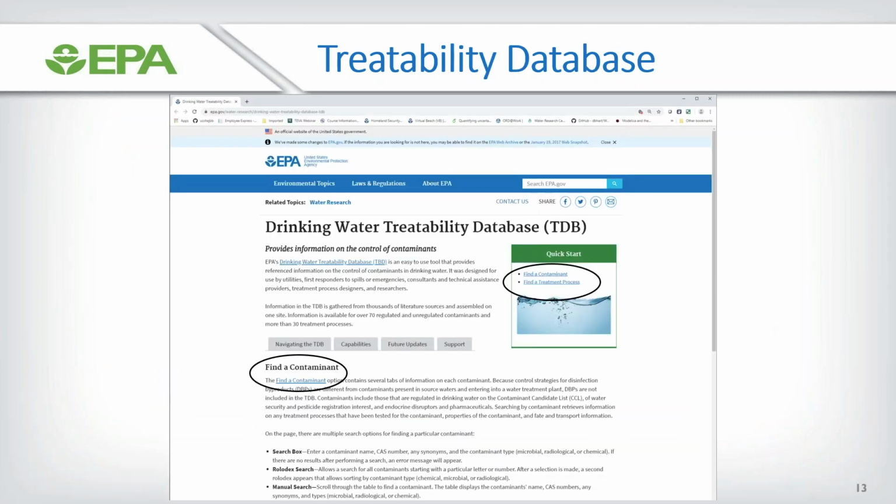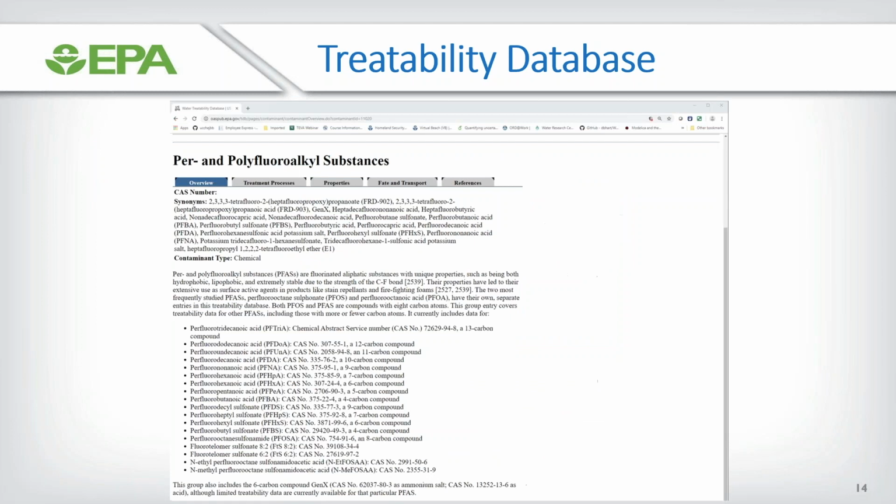This is what the current version of the treatability database looks like. The circles highlight a couple of locations where you can go, and it's circling find a contaminant and find a treatment process. It may be a little hard to read there, but it's easy to navigate. If you go to the per- and polyfluoroalkyl substance page, you see a list there. I don't expect you to be able to read that, but those are the compounds that we have any data available for now.